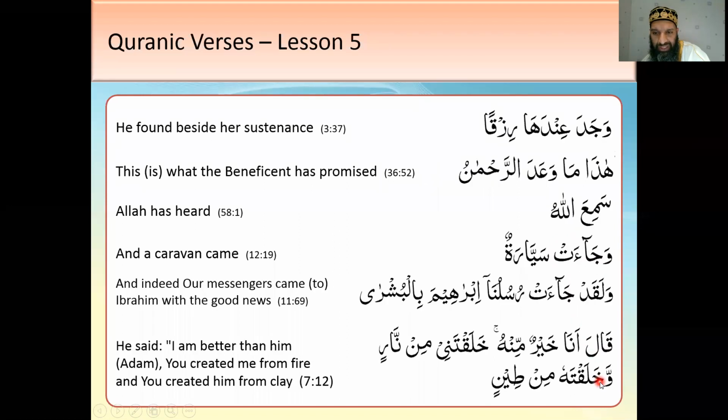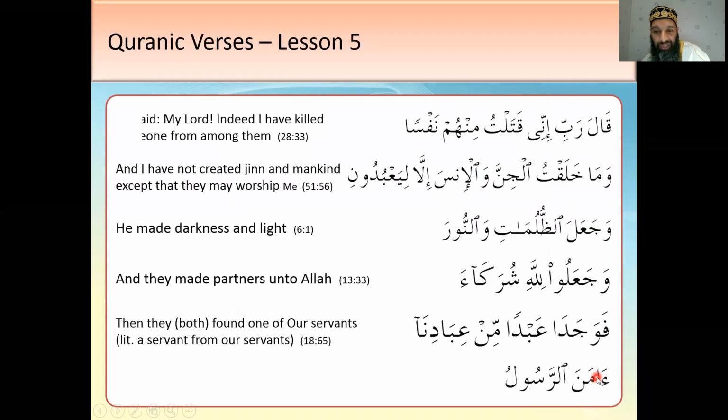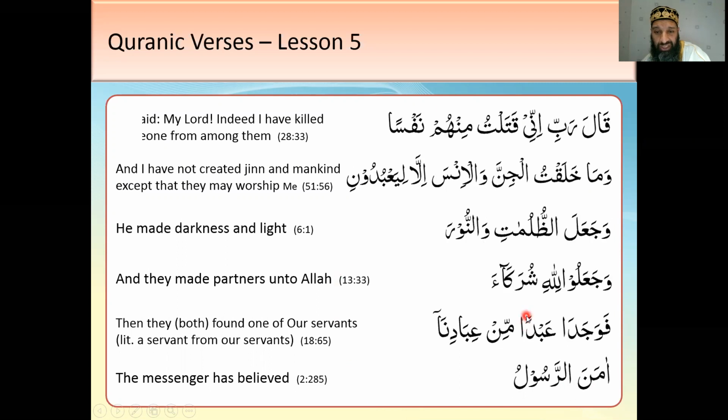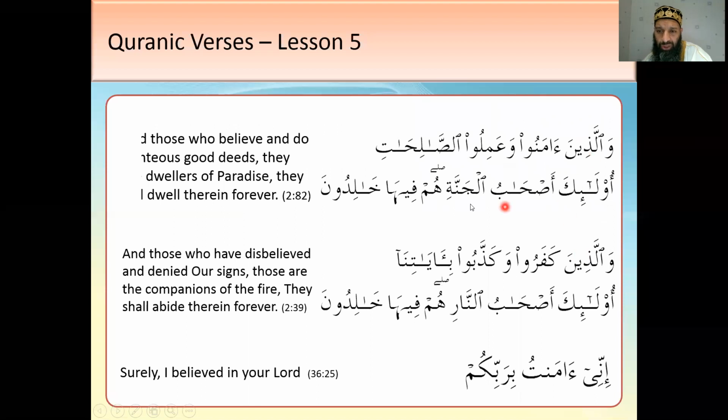These are a few more verses here. And a few more here. Don't have time to do these. Maybe in a future revision class, we might just go over these. But just before we go, I want to show you these two. They're complete verses.